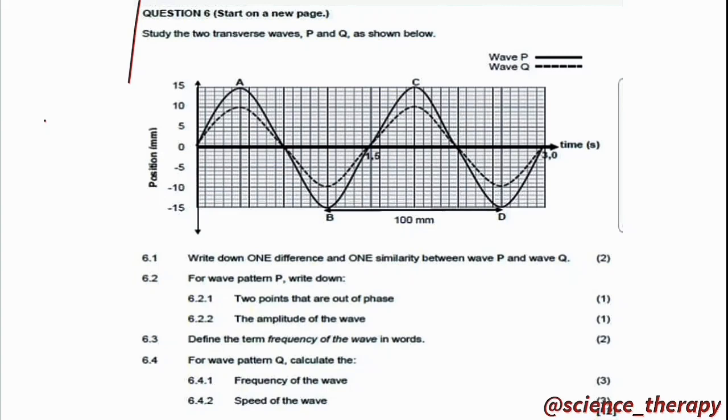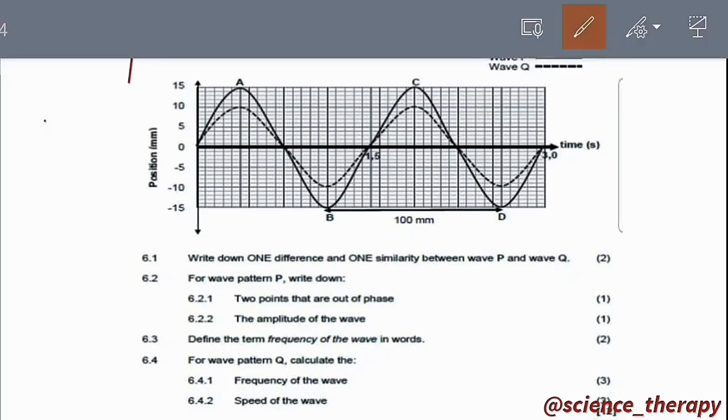Now, we can see the information that we are given here. Our position is in millimeters, and then we are also given the distance between 2 points here. Let's look at these points. What are these points? We can see that these points are in phase. What do we mean by points that are in phase?